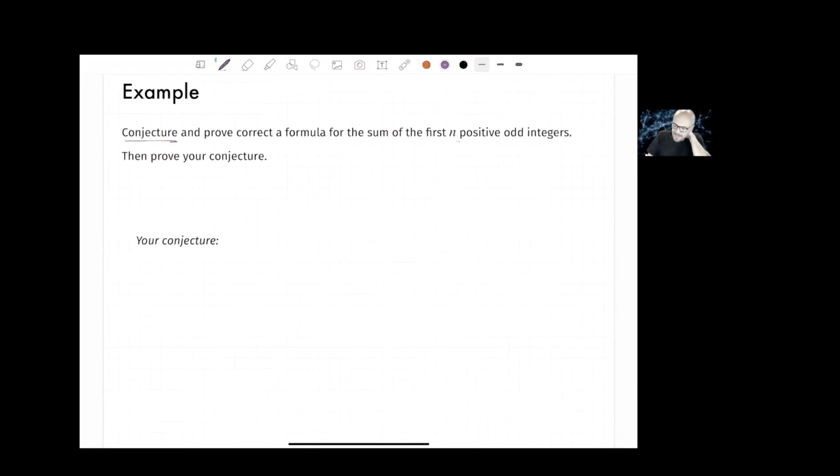First, n positive odd integers. All right, let's write down the first n positive odd integers. 1 is odd. Well, that equals 1. The first two, 1 and 3, are the first two odd integers. Well, that's 4. The first 3 odd integers, 1, 3, and 5. That's 9, right? 1 plus 3 plus 5 plus 7. What is that? Okay, 16. Then 1 plus 3 plus 5 plus 7 plus 9. Oh, that's 25.